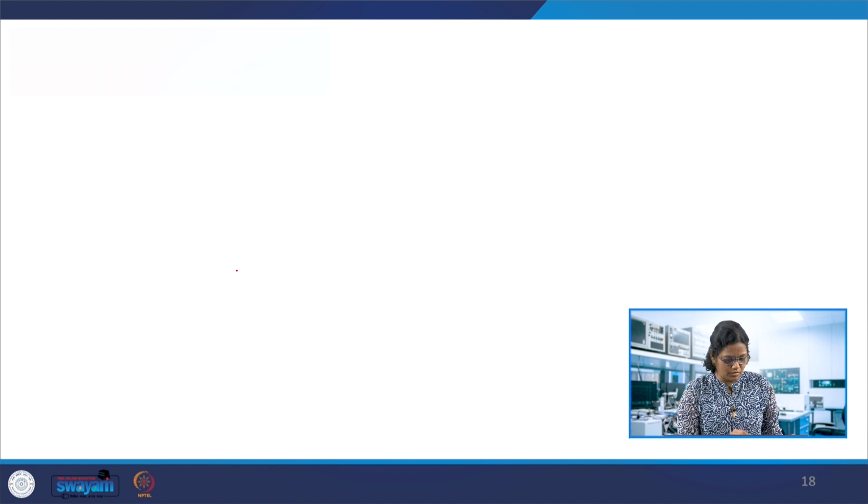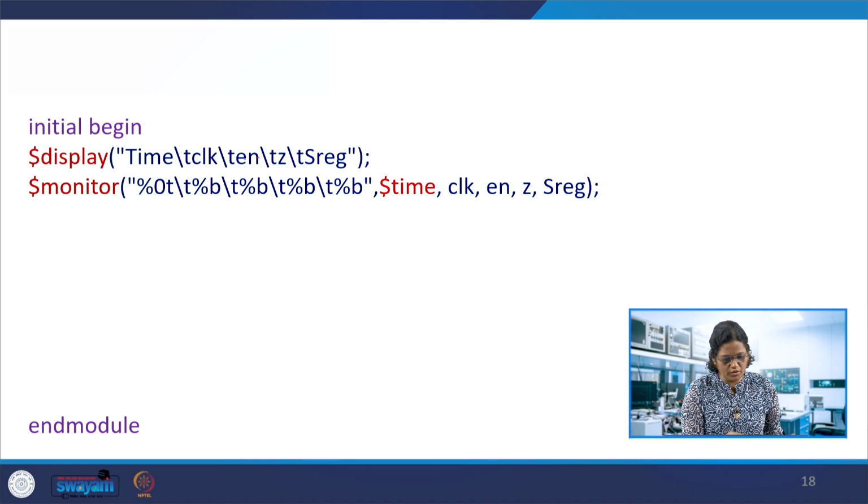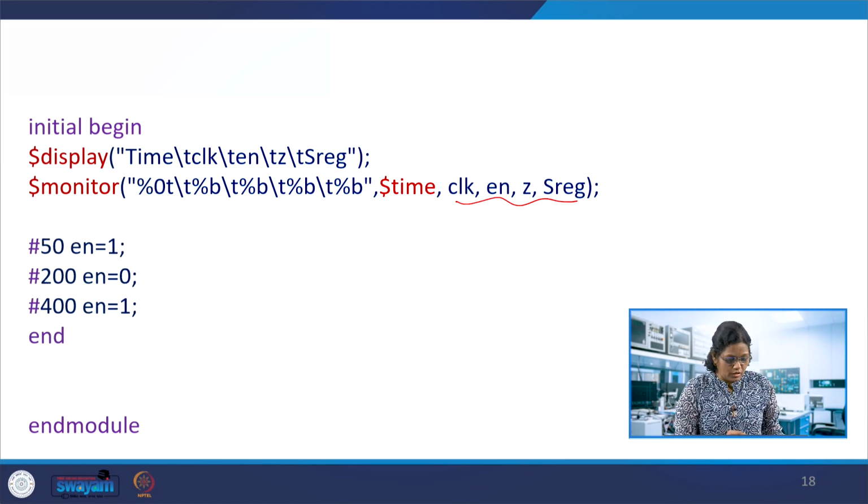Also end, we have the stimulus. Now add the stimulus. This is to plot clock, enable, and Z and S reg. As usual, we do this in the test bench of every code. Initially enable is 0, and then 1 after hash 50, then after hash 200 enable 0, and then after 400 enable 1. So when enable is 1 in the state machine, it moves from one state to another. When enable is 0, it stays in that particular state, as per the circuit.